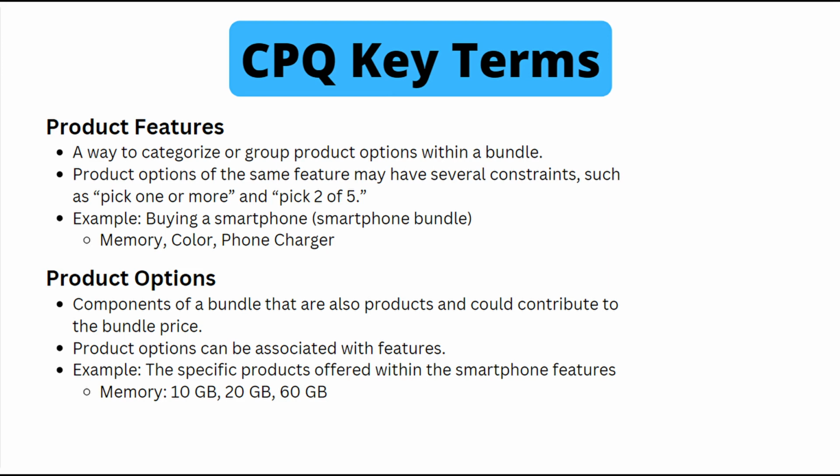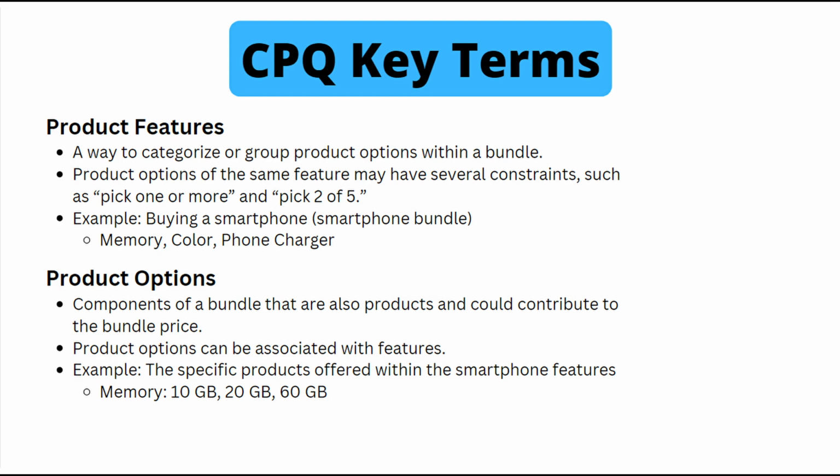Product options of the same feature may have several constraints, such as pick one or more, pick two of five. An example of a product feature is buying a smartphone, in this case, a smartphone bundle. Within the bundle, there might be a feature for memory, color, phone charger, which is a good transition into the next term, product options. Product options are components of a bundle that are also products and could also contribute to the bundle price.